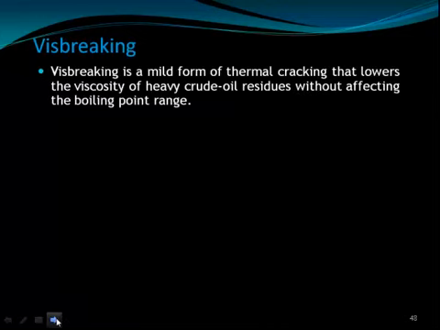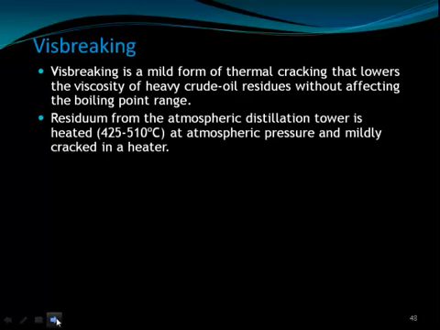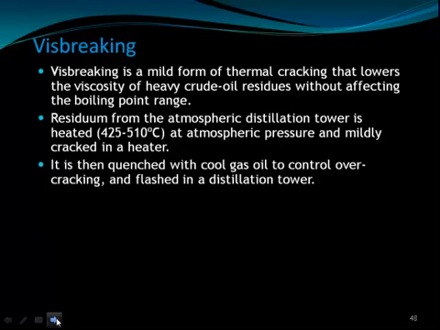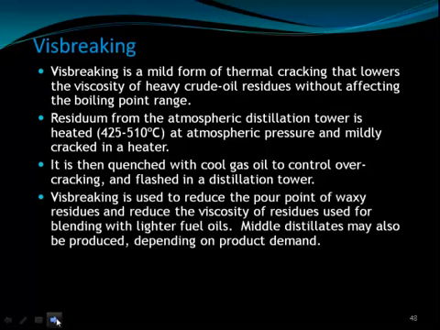Visbreaking is a mild form of thermal cracking that lowers the viscosity of heavy crude oil residues without affecting the boiling point range. So we have to cut the components into lower molecular weight. The residuum from the atmospheric distillation tower is heated to around 425 to 510 degrees centigrade at atmospheric pressure and mildly cracked in the heater to make it less viscous without changing the boiling range. It is then quenched with cool gas oil to control over-cracking and flashed in a distillation tower.